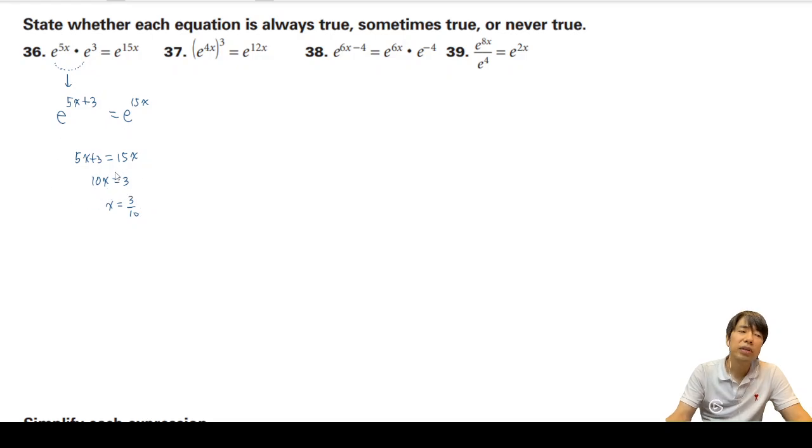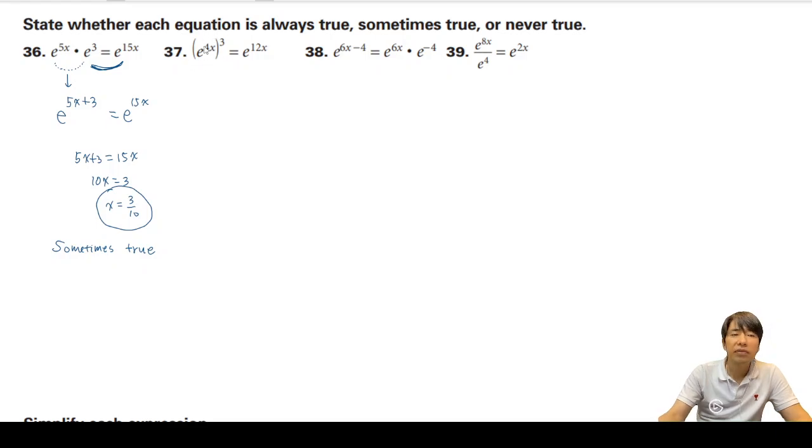So what this means is that these two expressions are basically the same only when x is equal to 3 over 10. If you plug in any number other than 3 over 10, they're not going to be the same anymore. So this means it's sometimes true, because it's true when x is equal to 3 over 10, but false otherwise.